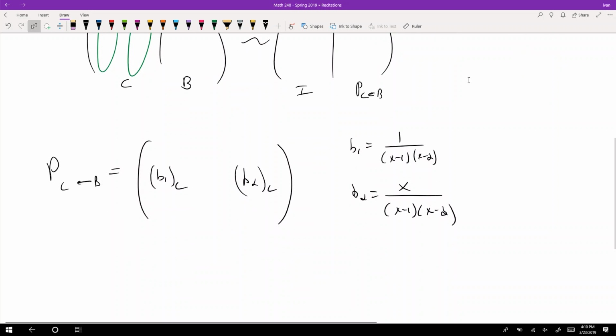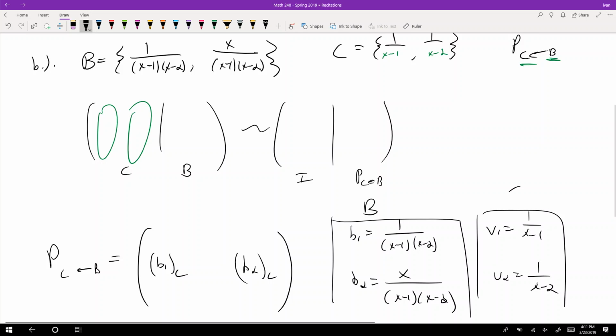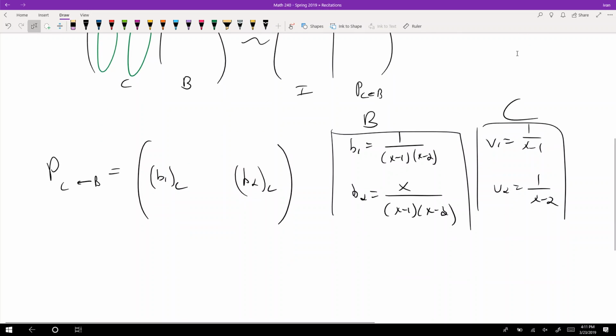Now C, let's say C1 is equal. Okay, I don't like that notation there. Let's call it v1 is equal to 1 over x minus 1, v2 is equal to 1 over x minus 2. So I just have the basis for B written here. And these are the B basis, and these are the C basis.